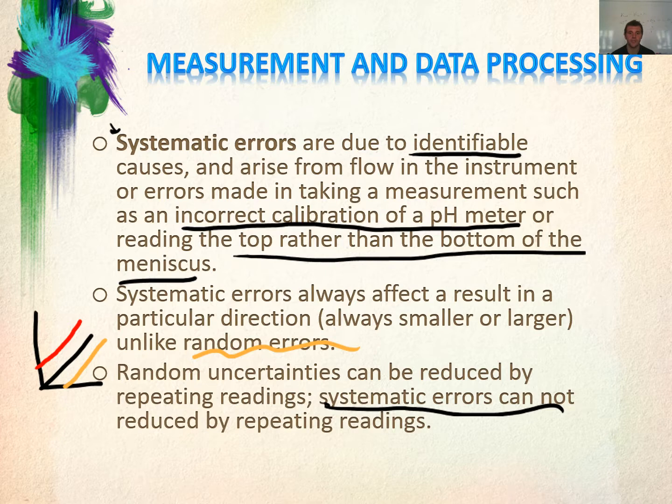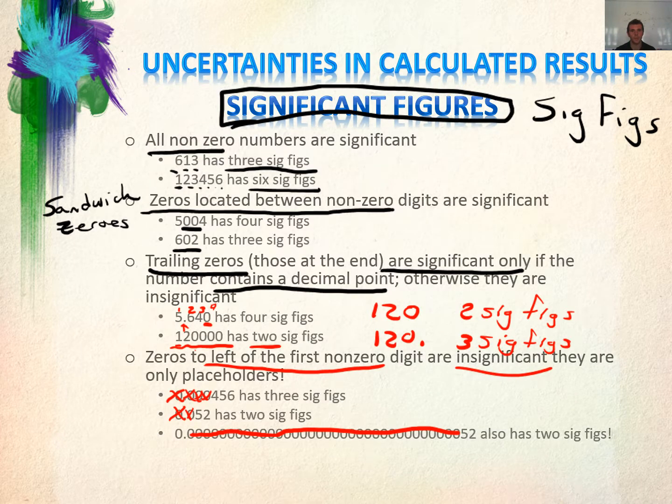Random uncertainties can be reduced by repeating readings. Systematic errors cannot be reduced by repeating readings. So systematic errors cannot be diminished just by repeating the results over and over and over again, whereas random can, because as you're trying to eliminate random error, you're really just trying to get rid of the noise in the data. And I'll talk about what that means, the noise, as well. So just remember that for future reference.